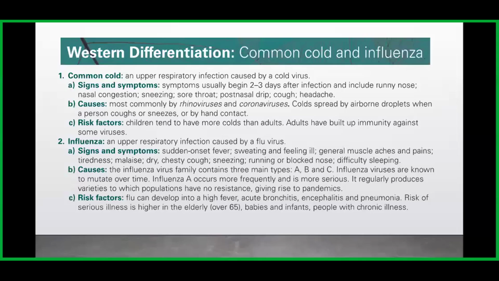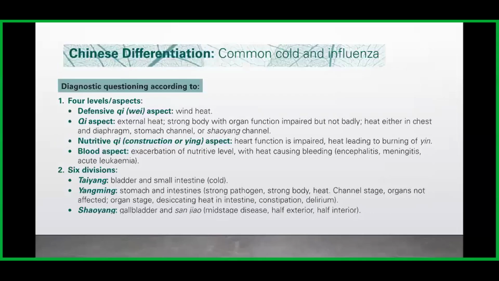For Chinese differentiation, diagnostic questioning would be according to number 1, the 4 levels or aspects. The first is the defensive qi or wei qi aspect, which is wind heat. Then there's the qi aspect, external heat, strong body with organ function impaired but not badly. Heat is either in the chest and diaphragm, stomach channel, or Shaoyang channel.